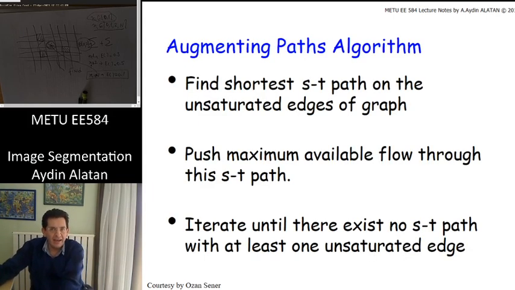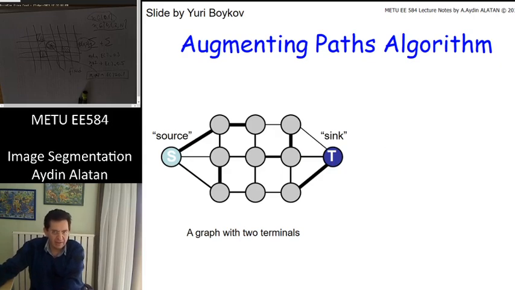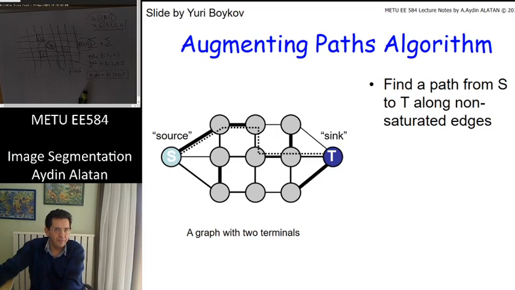Okay, let's look at the algorithm. Find the shortest path on unsaturated edges of the graph, push the maximum available flow through this path, and iterate. Let's do it with an example. Let's start. Push some water, and you push, push, push, you get to the maximum. Now, some of the edges are saturated. For example, this one is saturated, you cannot push more. But these are unsaturated. They have larger capacity. I mean, the thickness of the lines shows the capacity.